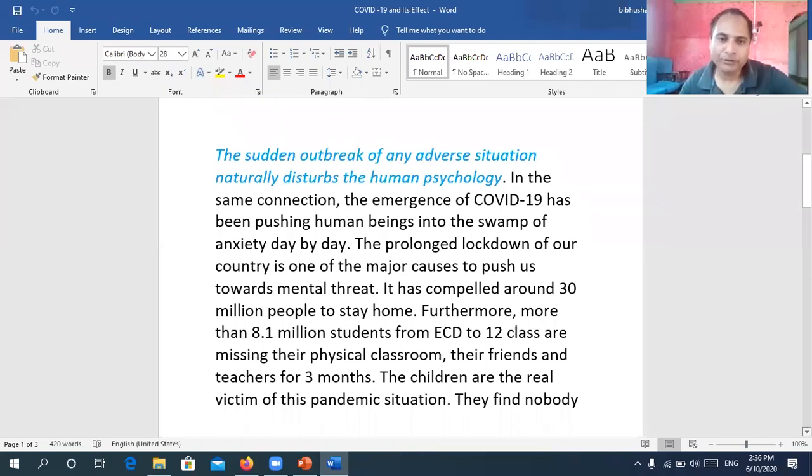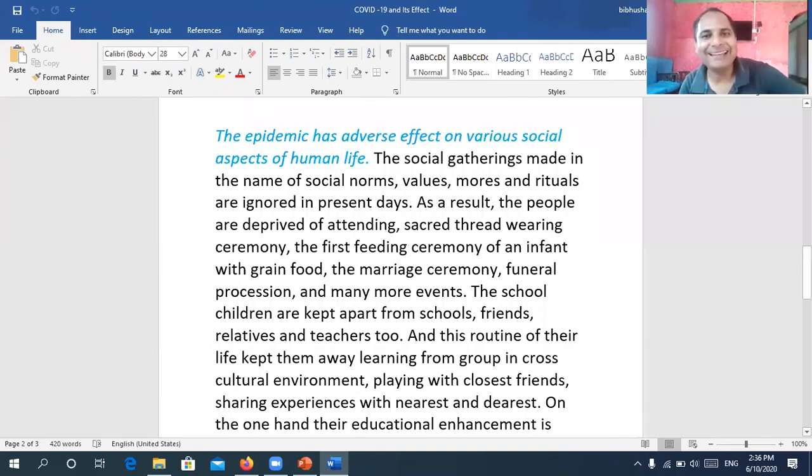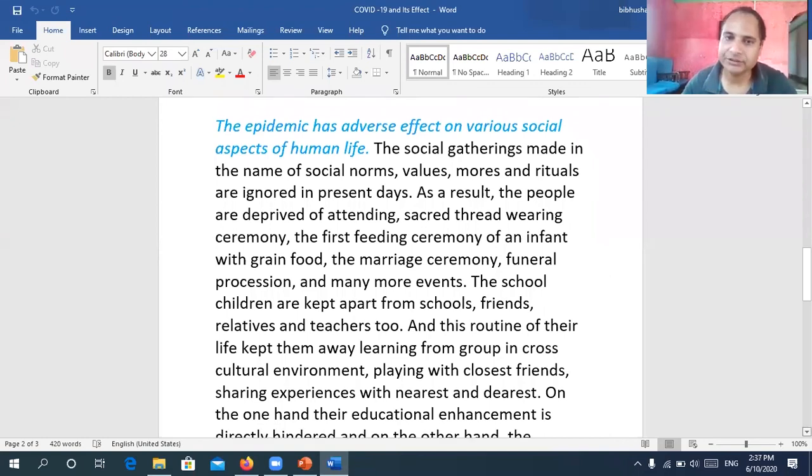I'm going to the third paragraph. The epidemic has adverse effect on various social aspects of human life. The first paragraph talked about the psychological aspect. The second paragraph talked about the social aspect. How the social aspect has been affected. You should see there. And how it has been narrowed. This is what we call it.